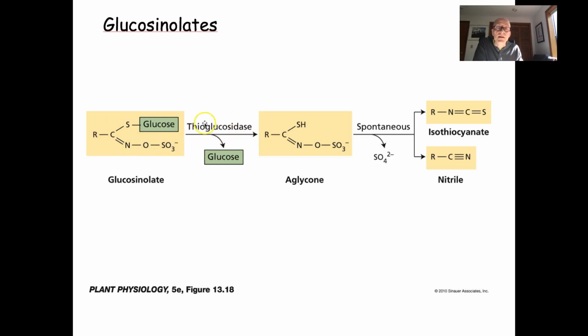Then you have the reactions that break off the glucose, so it's the glucosidase. And then you have the isothiocyanate that is produced, and that is the substance that causes the anti-herbivory effect. So that is our third subclass of the nitrogen-containing compounds. And with that, that's all for today. I will see you in class.